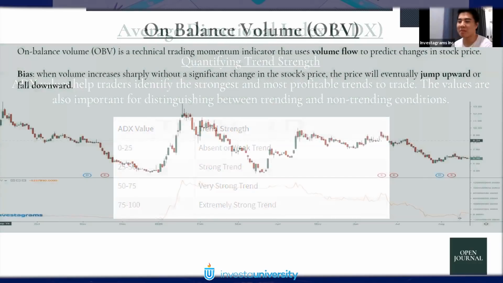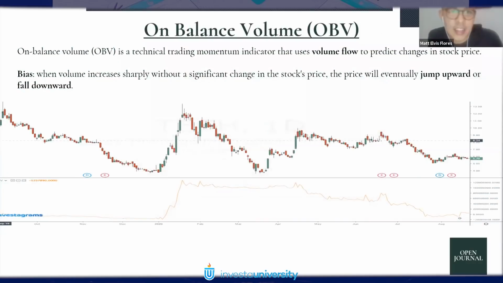May pa-bonus din, syempre, pag si Boss Matt from Open Journal. Yes. So again, ito yung tinuro namin sa Open Journal, di ba? On balance volume for you to identify. It is a technical trading momentum indicator that uses volume flow. Kung kanina MACD, it's more of moving averages. Relative strength index uses price movement. ADX uses the strength of the index, how weak, how strong the price is. Ito naman, nakadepende naman siya sa volume.